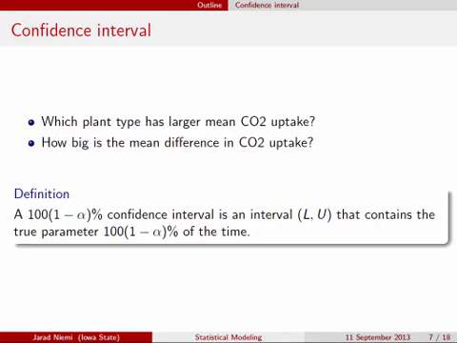So the intuition here is basically that it seems pretty likely that the true value is between the confidence interval that you created, between the two endpoints of that confidence interval. So this now gives you some range for what seem like the plausible values for the parameter that you're interested in. In this case, the mean difference in carbon dioxide uptake.